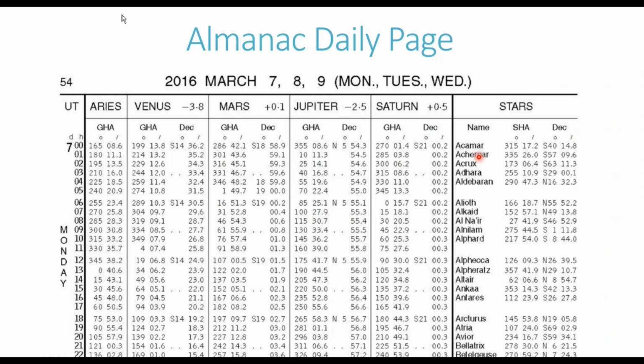What is the data given along with the stars? They have given you the SHA, sidereal hour angle, and the declination of each and every star on this page. The names are given in alphabetical order. You can see starting from A and going to B, C, D, and so on.